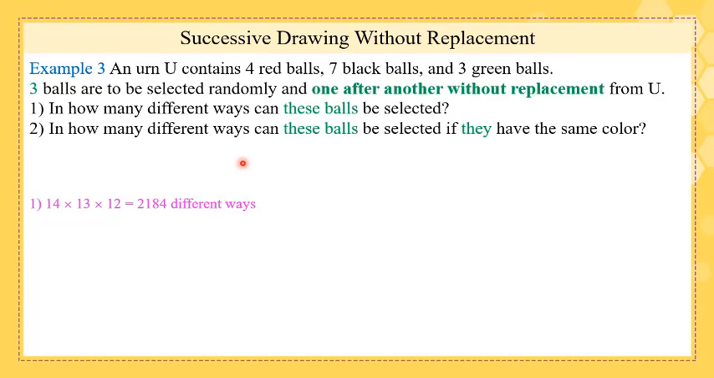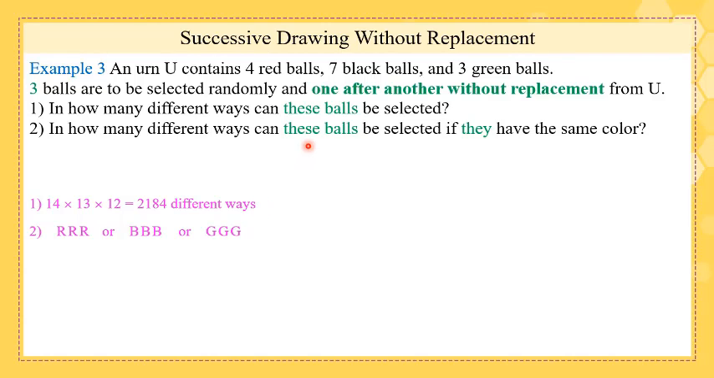Now we're going to go deeper into how many different ways these balls can be selected if they have the same color. Now we have a certain condition that should be satisfied. The condition states that the selected balls should have the same color. Let's see how we do it. The first could be red, the second red, the third red, or the first could be black, the second black, and the third black, or the first could be green, the second could be green, and the third could be green.